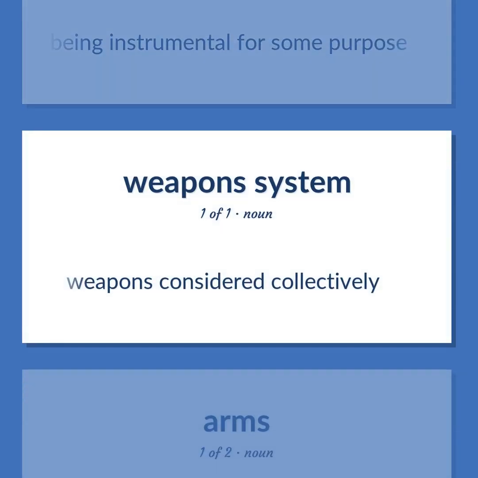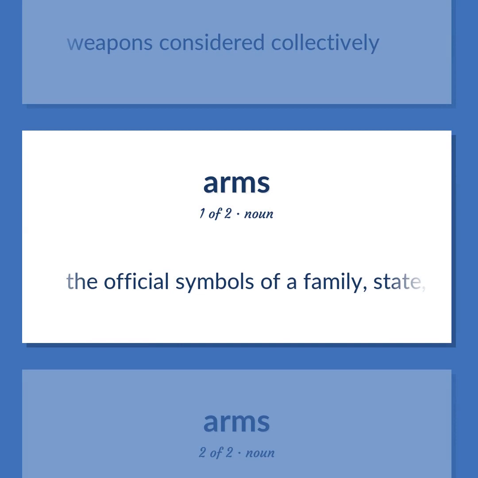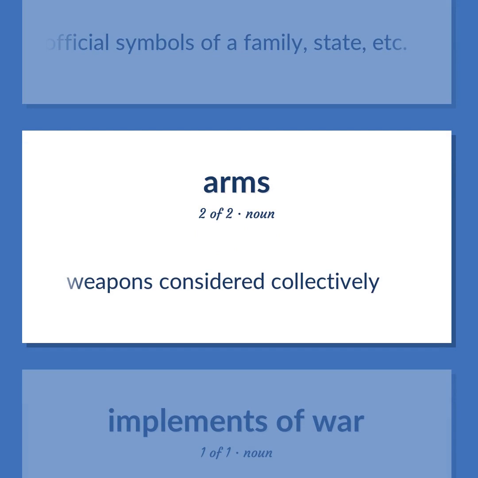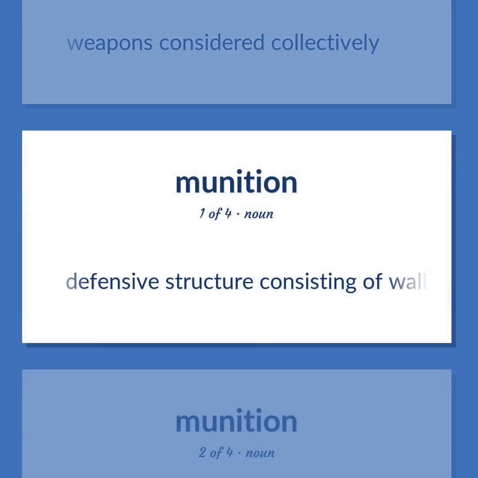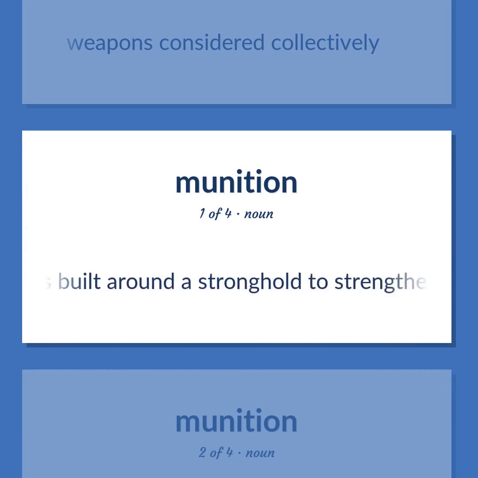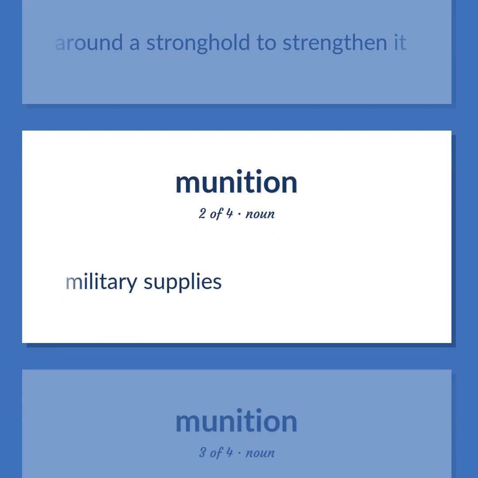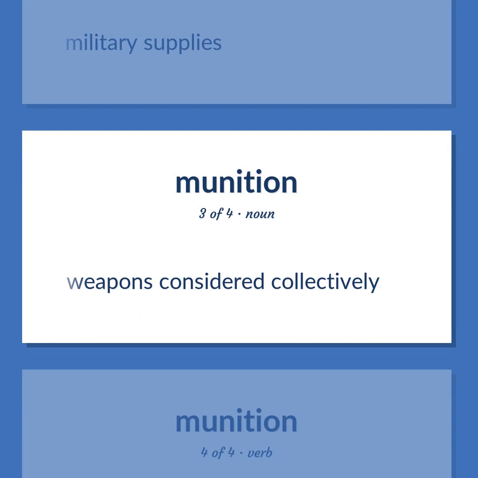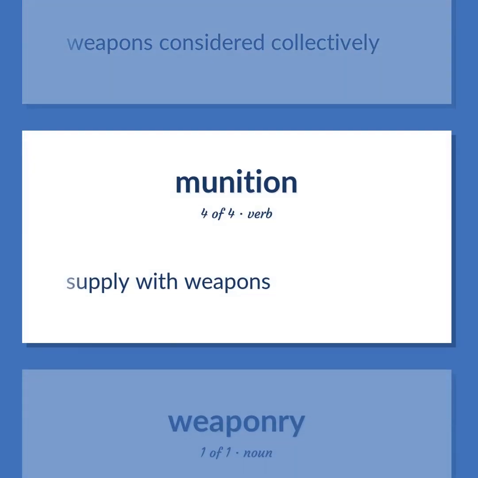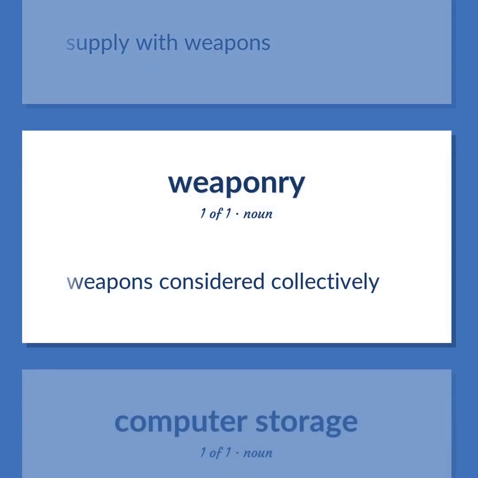Weapons considered collectively. The official symbols of a family, state, etc. Defensive structure consisting of walls or mounds built around a stronghold to strengthen it. Military supplies. Supply with weapons.